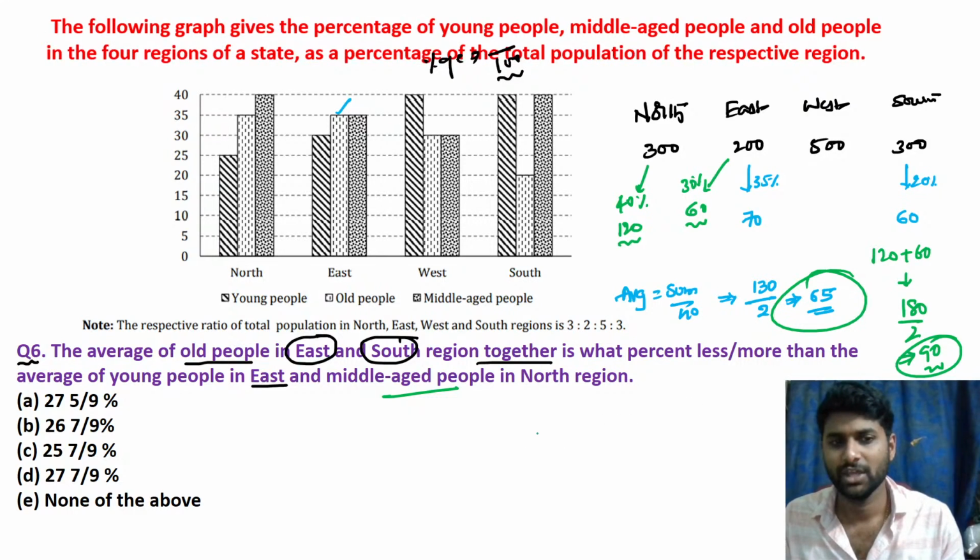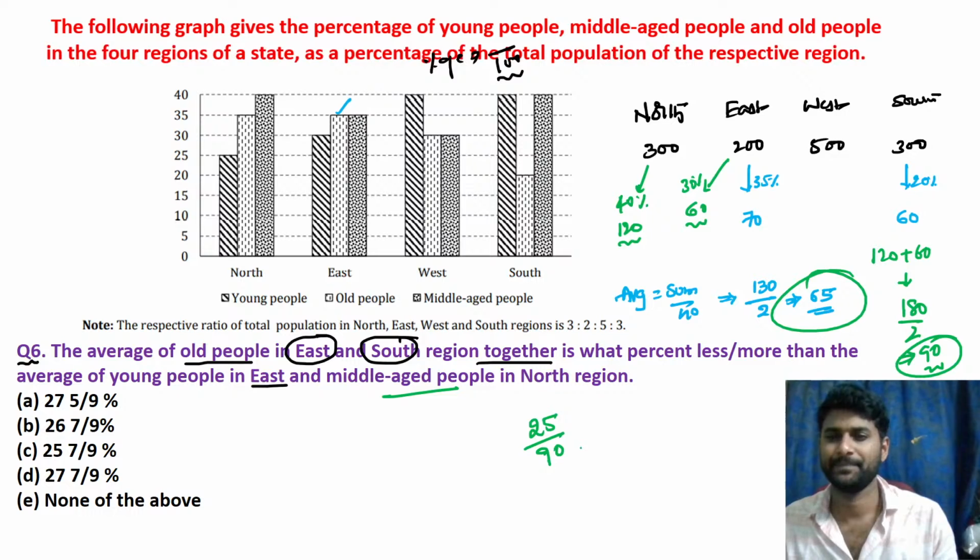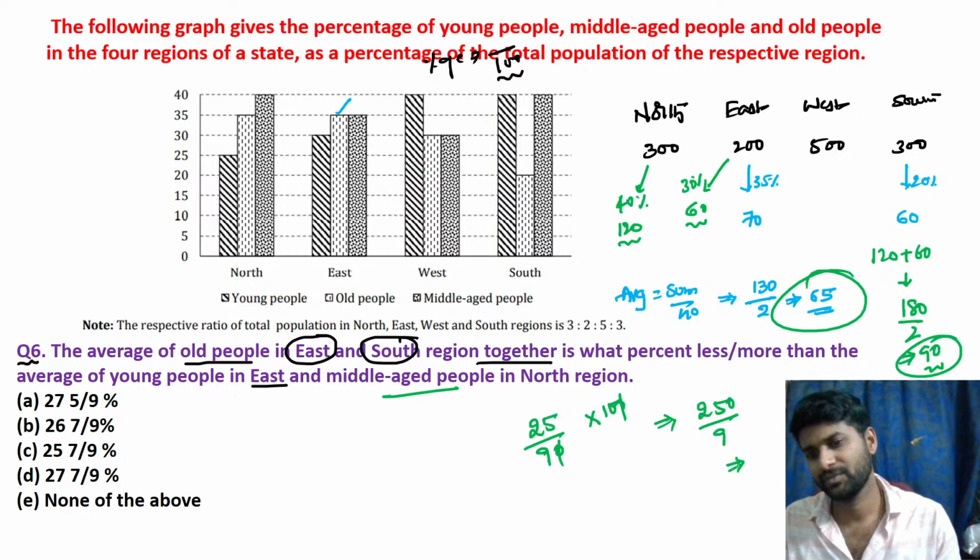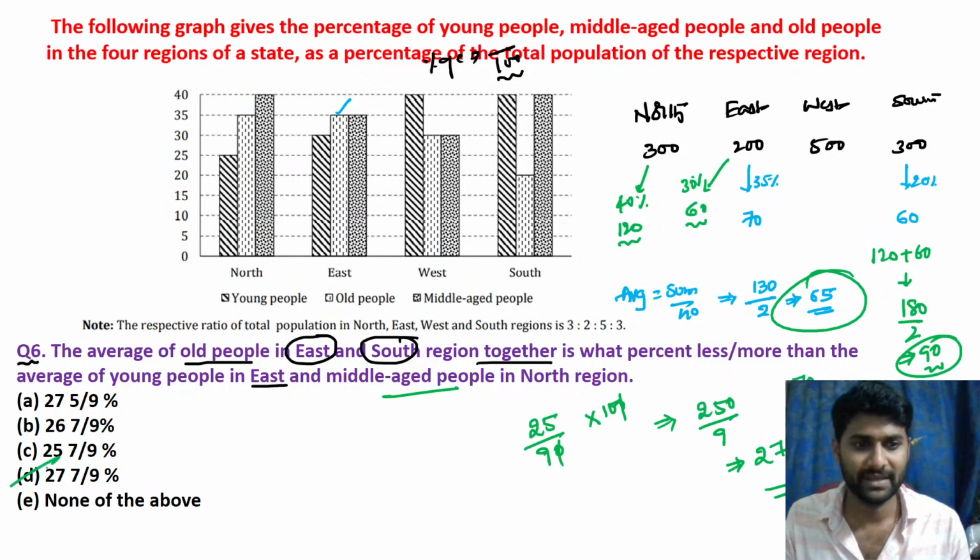So definitely 25 units are less when compared to the 90. So you have to identify what that percentage is. 0, 0 cancel. So finally 250 divided by 9. Just go through the calculation. 9 twos are 18. We are left with 70. So 9 sevens are 63. Left with 7 by 9%. Answer: 27, 7 by 9%.